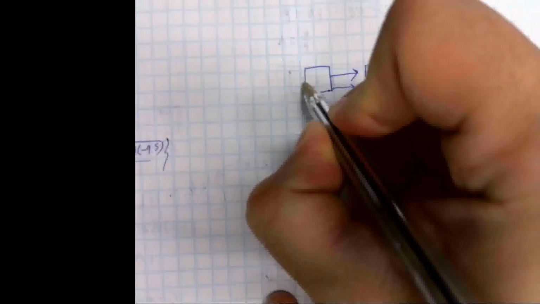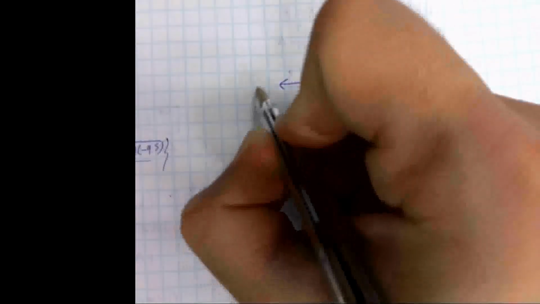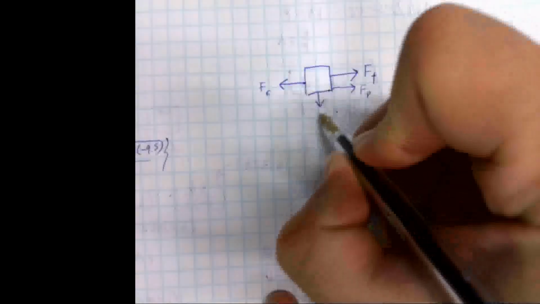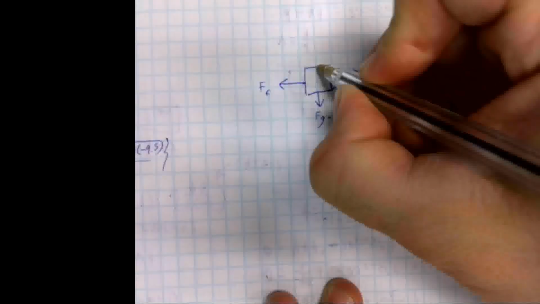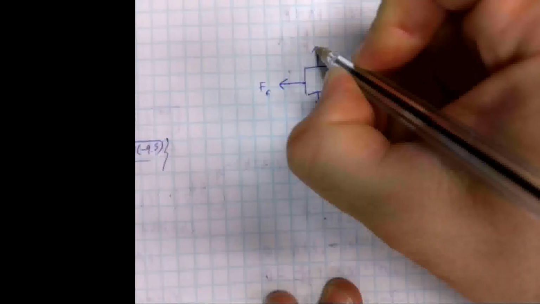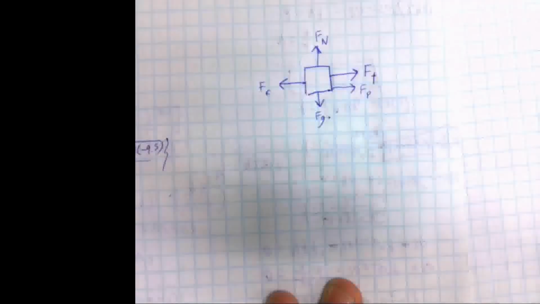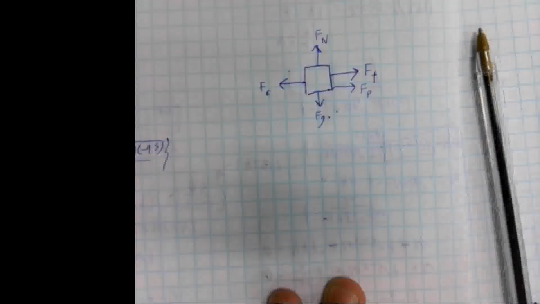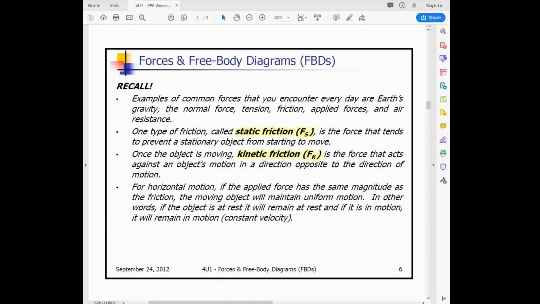We'll also have a force of friction, FF. And we'll have the force of gravity, and then the force of the floor pushing up on the wagon is called the normal force. So this slide summarizes some common forces that you'll encounter, and of those we have gravity, the normal force, tension, friction, applied forces, and air resistance.